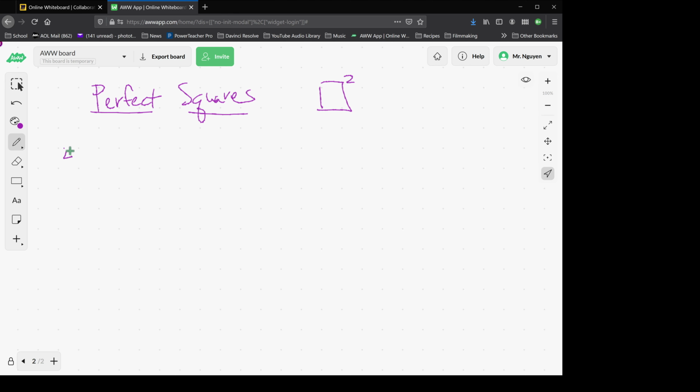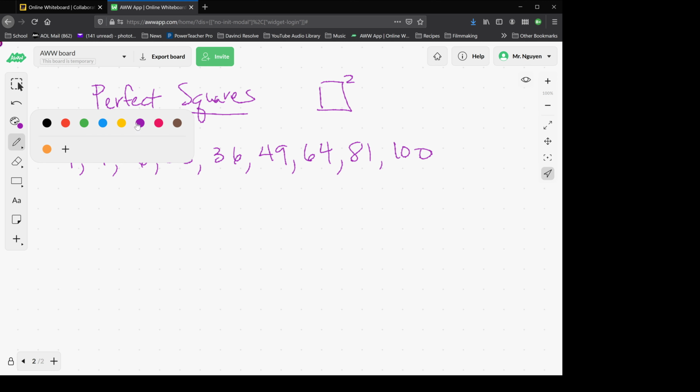Here are the perfect squares: 4, 9, 16, 25, 36, 49, 64, 81, 100. All of these numbers are perfect squares. Okay, I've just listed them out. Why are these perfect squares? Well, let me show you.